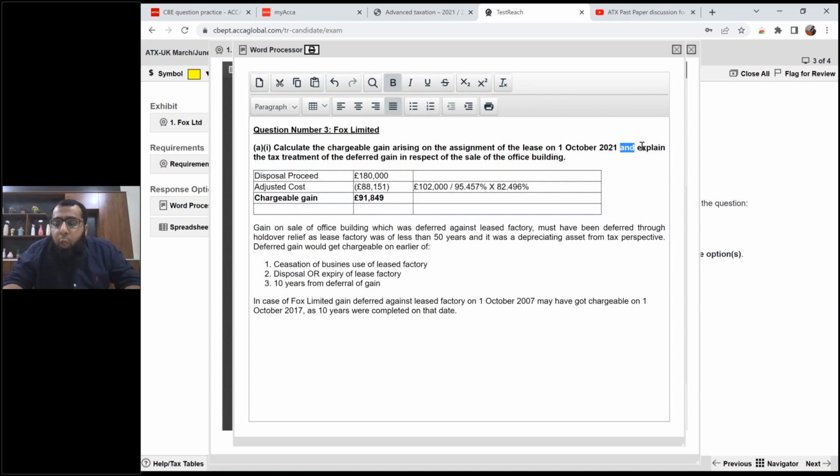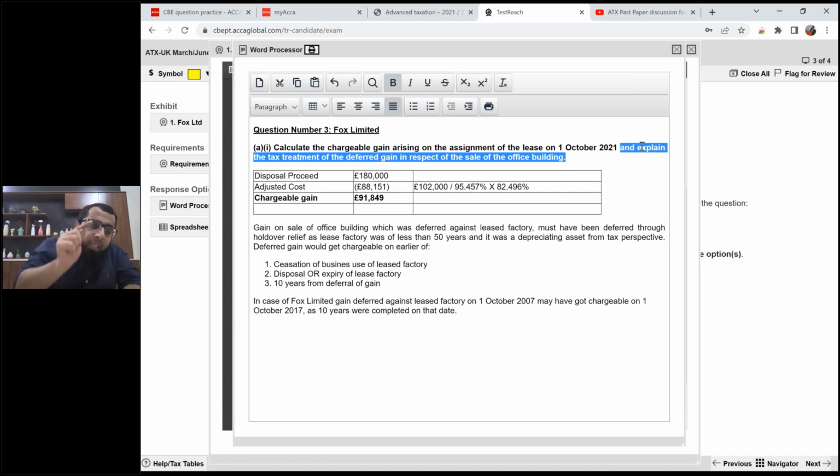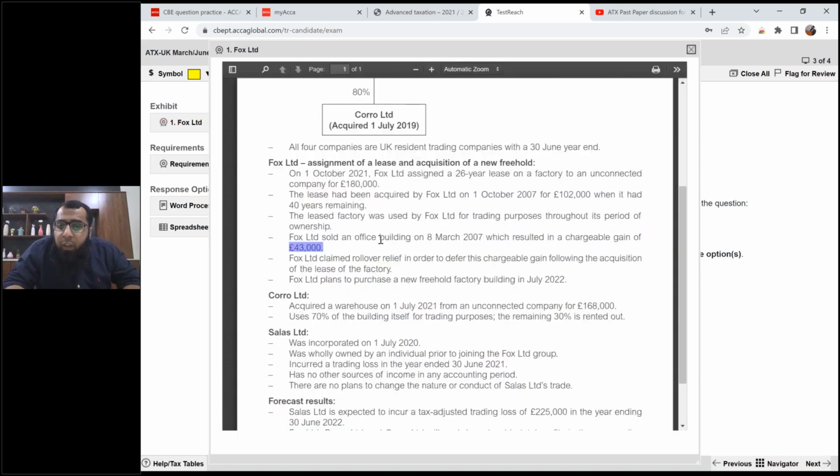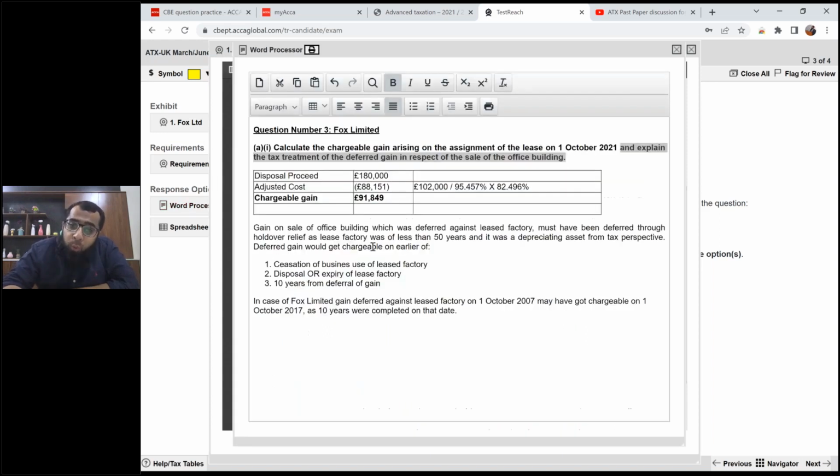Then he said, also think about the gain which was deferred. The gain which was deferred of the office building, that gain which was deferred against the acquisition of the lease factory. What will happen about that? So we said that that gain was not deferred through rollover. It was deferred through holdover.